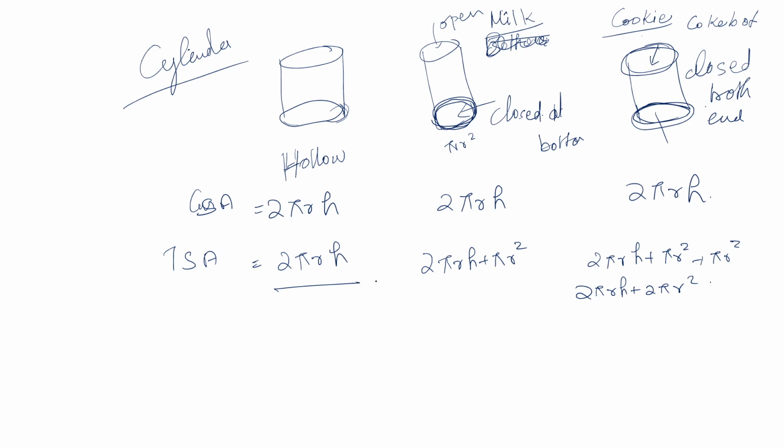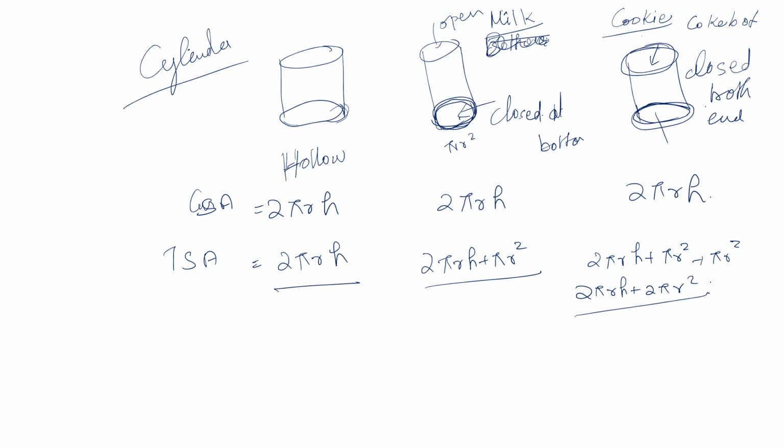So this is the difference between the TSA when it is hollow, when it is closed at one end, when it is closed at both ends. This you can derive by yourself. If it is closed, that means that area will be included in TSA. So what is the shape of that? It is a circle, so it is pi r square. If it is one end, we have to add 1 pi r square. If it is two ends, we have to add 2 pi r square.